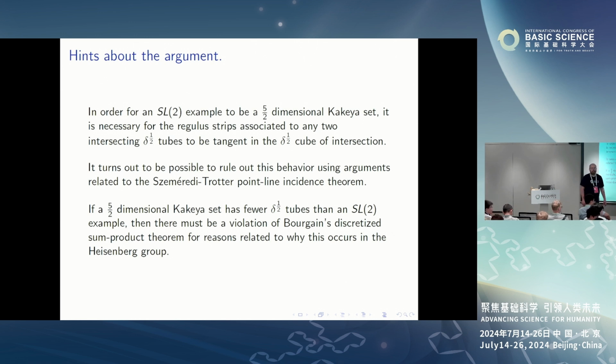Questions, Igang? Can you give me an example of a Kakeya set of Hausdorff dimension strictly less than n? I can't even think of one. Can I give you an example of a Kakeya set of Hausdorff dimension in R^n strictly less than n? That's your question? Yes. The answer is no, I cannot, because there's a conjecture that says there's no such thing, but I do not know how to prove that conjecture. Other question? Okay.